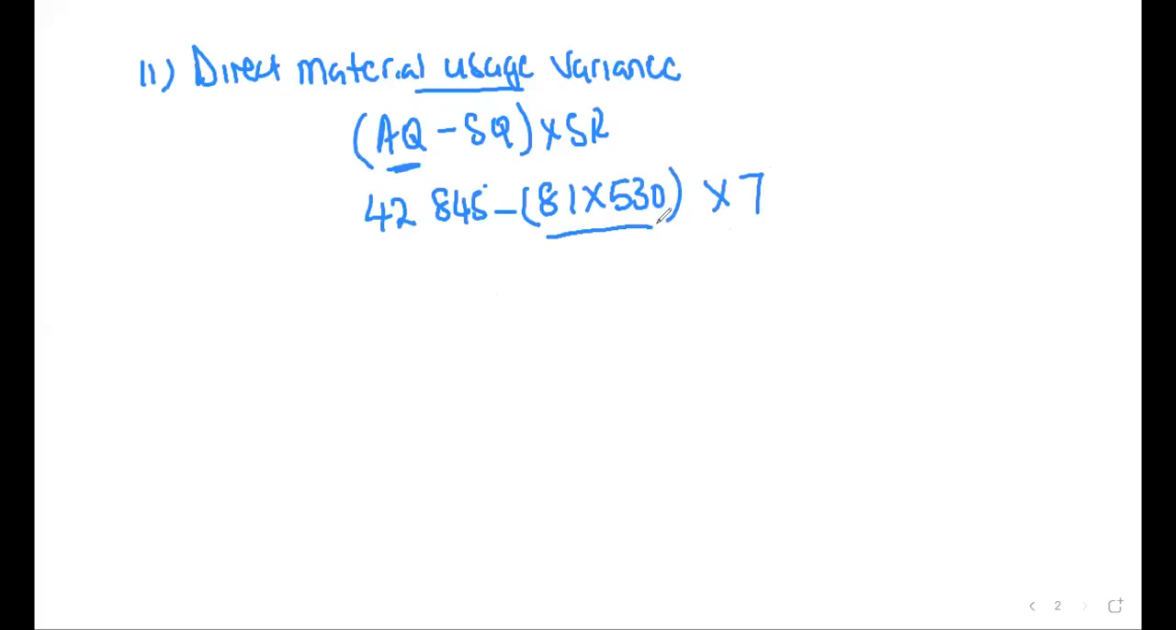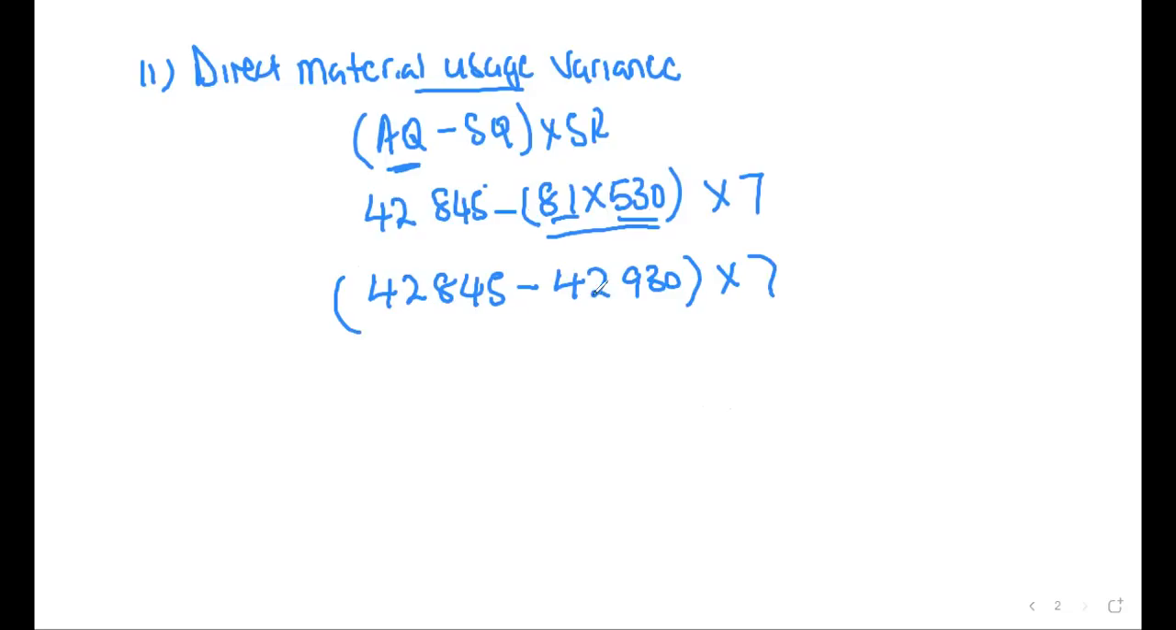So let's work out this one first, which is 81. Remember here we're dealing with material. So each unit produced needs 81 kg. So we need 530. So 81 times 530 is going to give us 42930. So it's going to be 42845 minus 42930, times 7 here. So that is going to be our direct material usage variance.